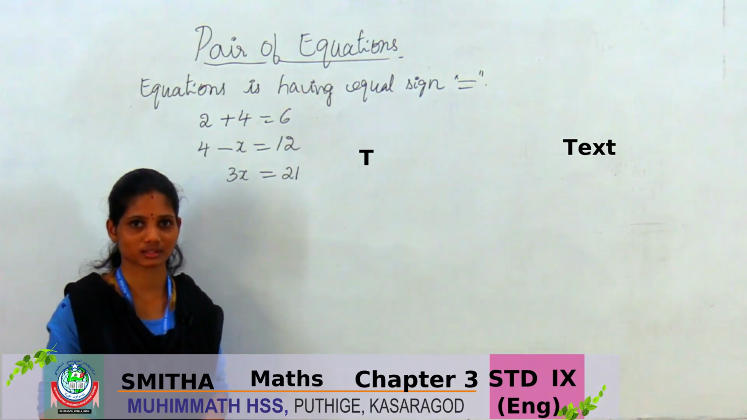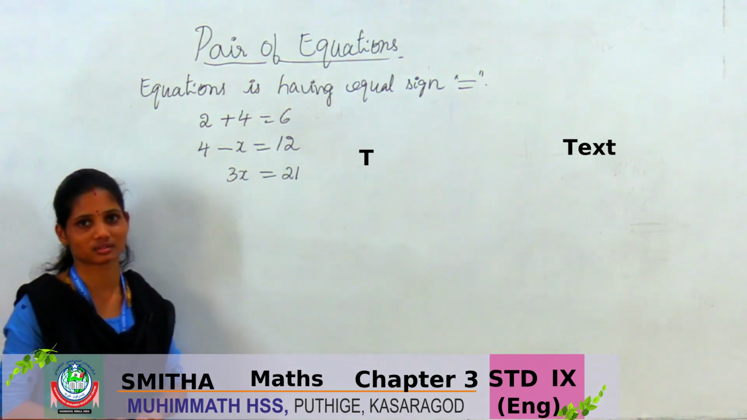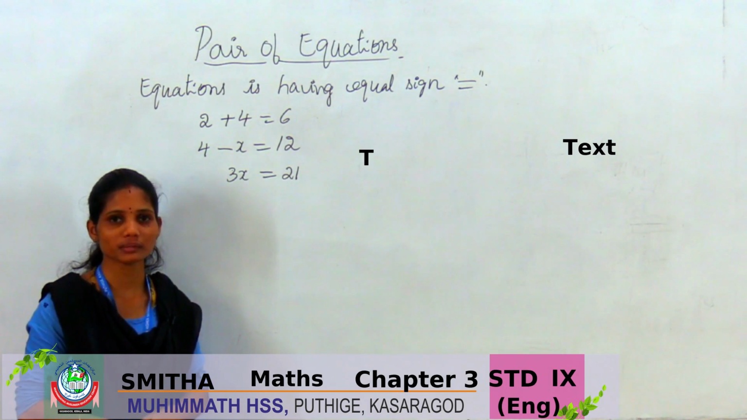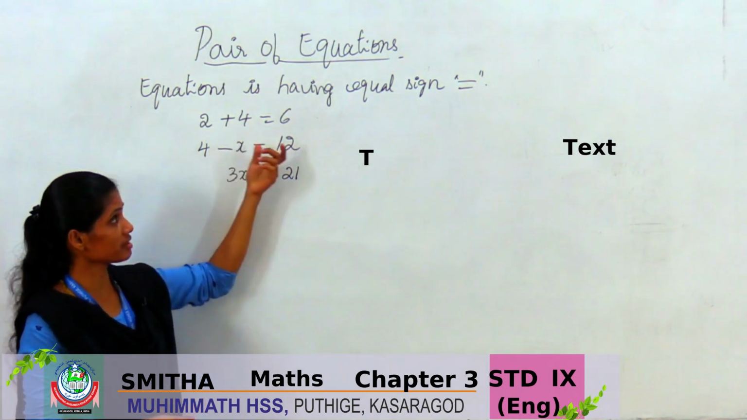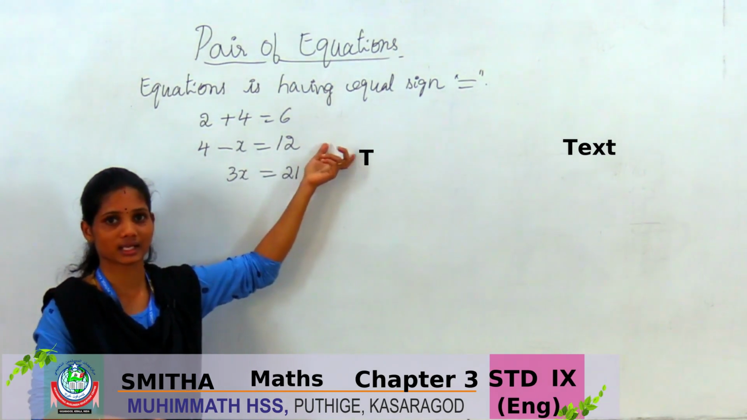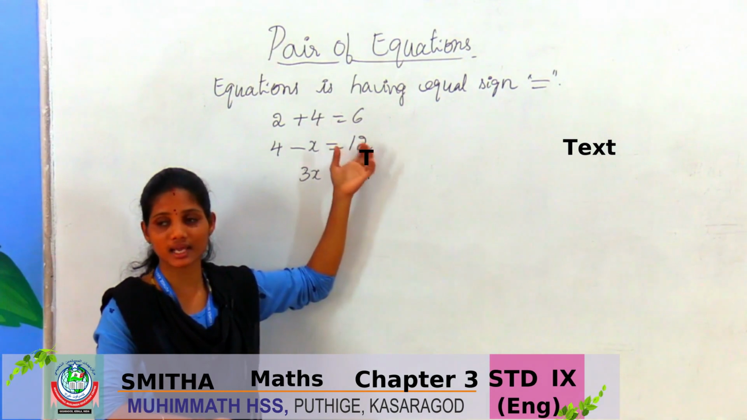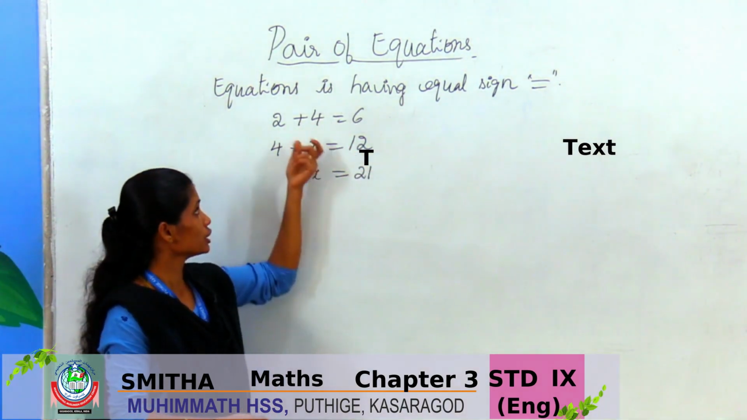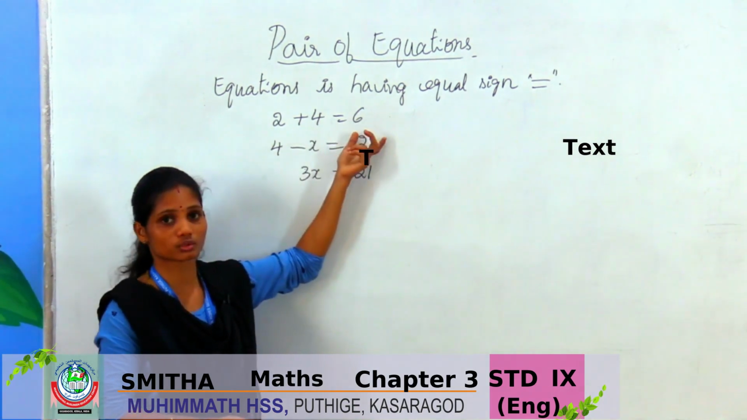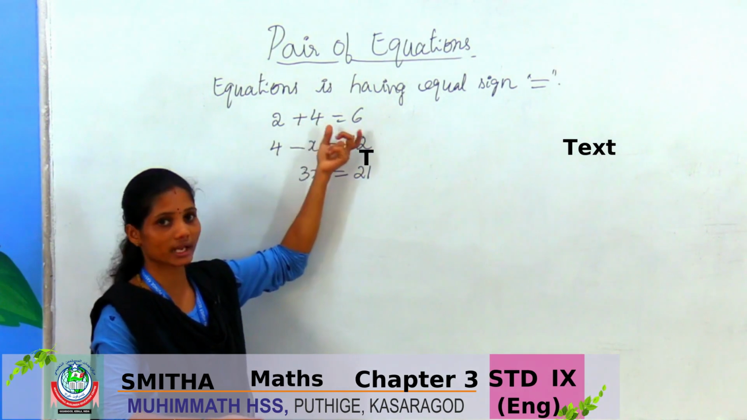Hello students, chapter: Pair of Equations. So what do you mean by an equation? Yes, an equation has an equal sign. If there is an equal sign, then we call it an equation. For example, 2 plus 4 is equal to 6. Look here, there is an equal sign. So this is an equation.